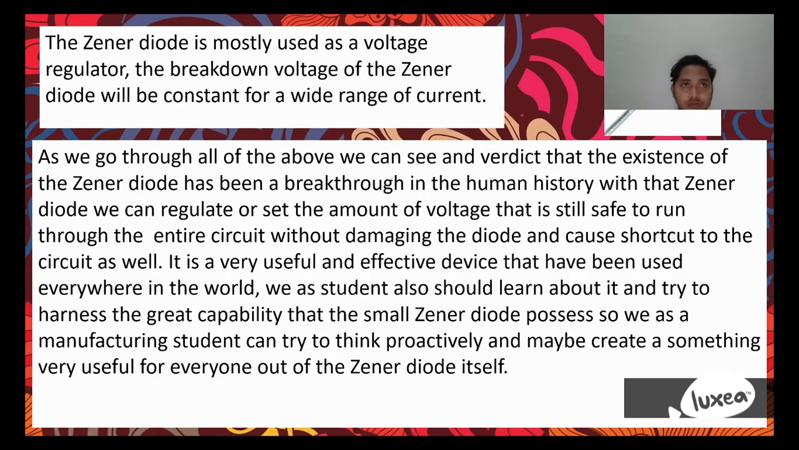So throughout my research, this is my conclusion for the literature review. As we can see through all of the above, my verdict is that the existence of the Zener diode has been a breakthrough in human history. With the Zener diode, we can regulate or set the amount of voltage that is still safe to run through the entire circuit without damaging the diode and causing a short circuit as well. It is a very useful and effective device that has been used everywhere in the world.